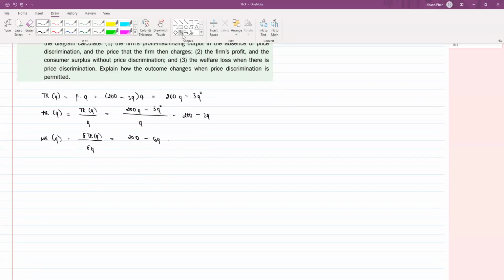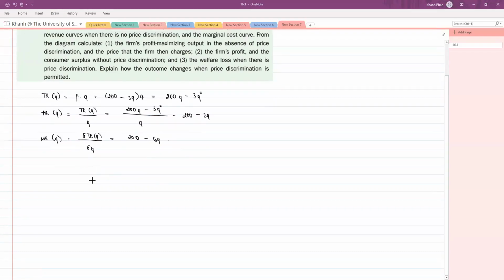Okay, so again, I will just have a very normal diagram where I put all of the costs, so total revenue, average revenue, marginal cost and so on, on the vertical axis, and just the quantity on the horizontal. I'm going to draw the average revenue first. As you can see, this is just a linear function of Q, so it's just going to be a straight line with a vertical intercept of 200 and a slope of -3.